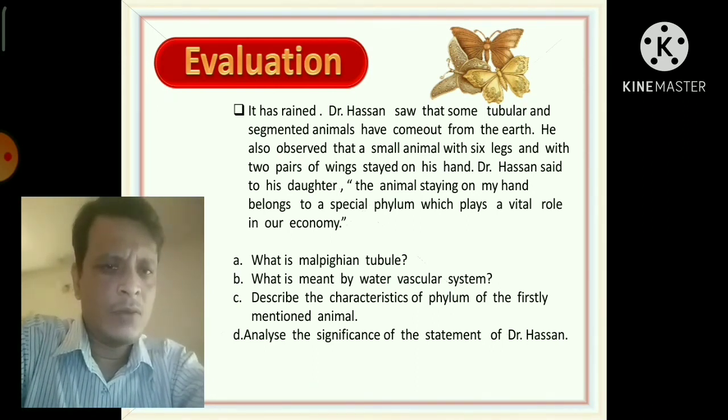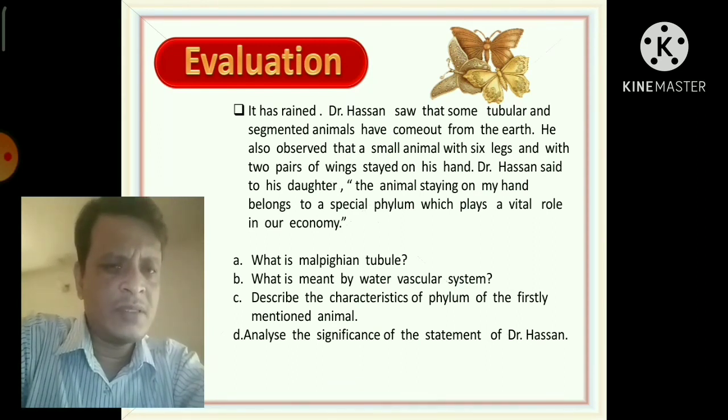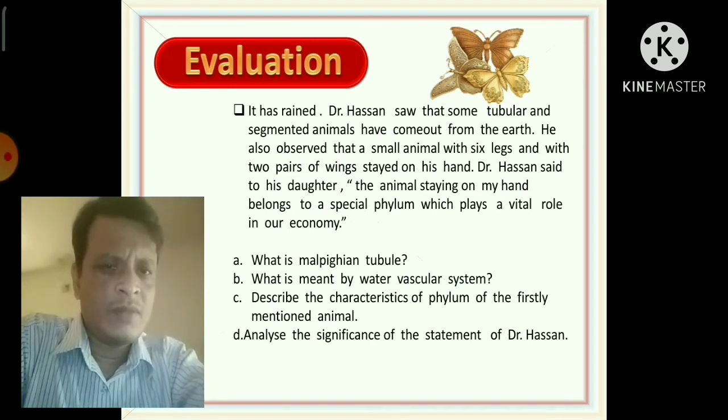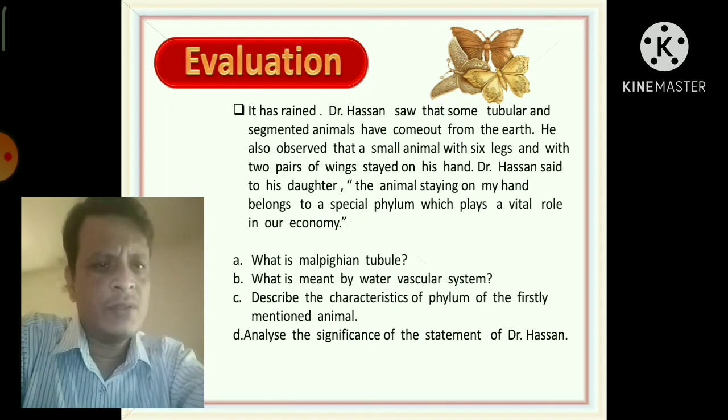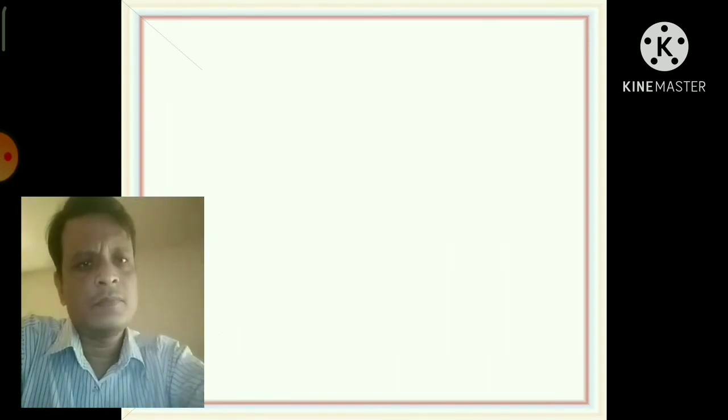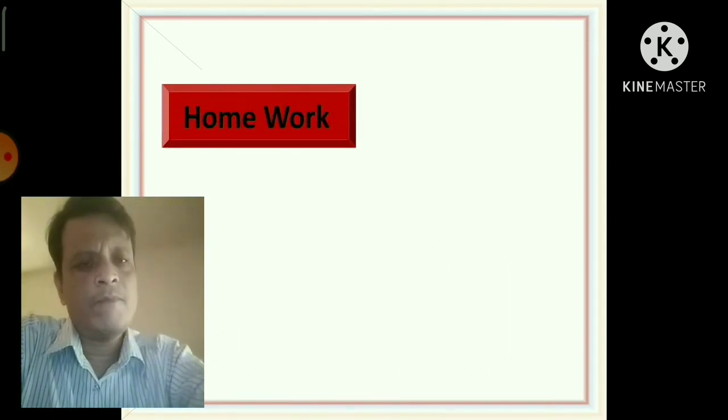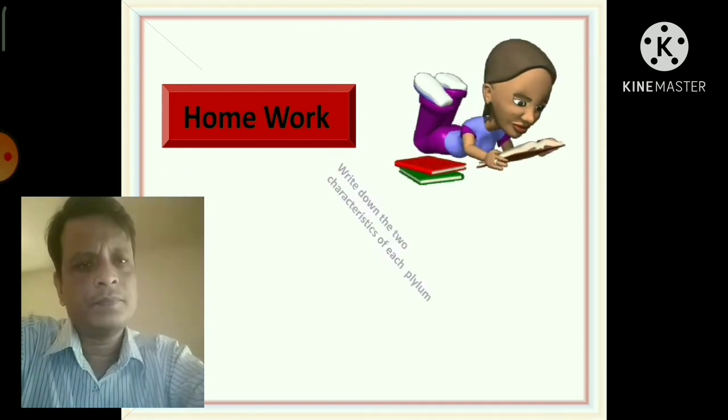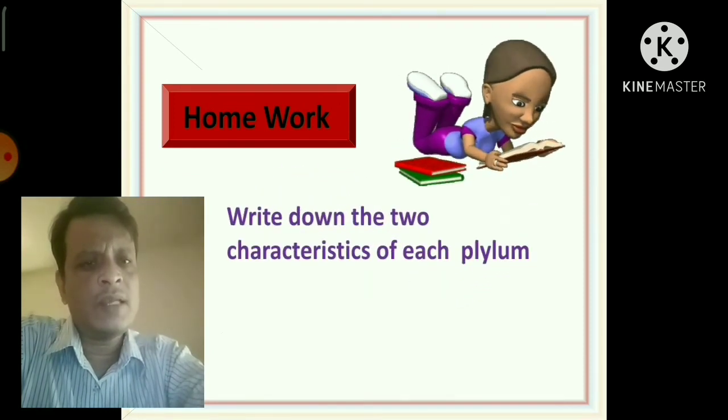A. What is Malpighian tubule? B. What is meant by water vascular system? C. Describe the characteristics of the phylum of the first mentioned animal. D. Analyze the significance of the statements of Dr. Hassan. Now the homework. Write down the 2 characteristics of each phylum.